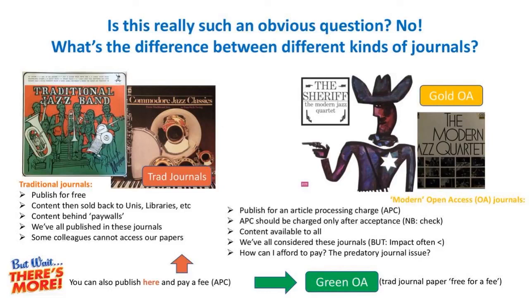So the other side of the coin, called gold open access, these are modern jazz bands, modern open access journals. They publish for an article processing charge. The article processing charge, however, charged to the author, charged to the institution, has to be charged after acceptance. So that's another tick on your list of things to think about, things to check up on when picking a journal.